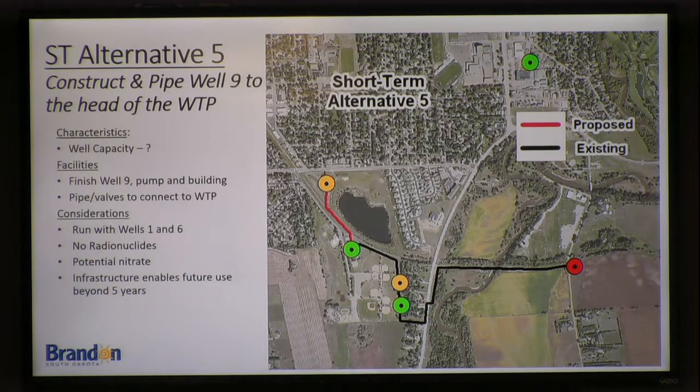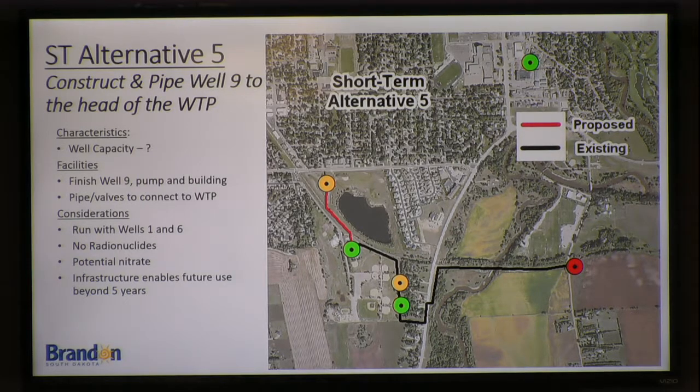The advantage, as we know as of now, is that it has very little to no radionuclides because it's in the Big Sioux Aquifer. There is potential for nitrate in this well. Well number 1, which is down here at the treatment plant, has nitrates between 5 and 10 milligrams per liter. But if the water quality comes in successfully, it has potential for longer-term use.